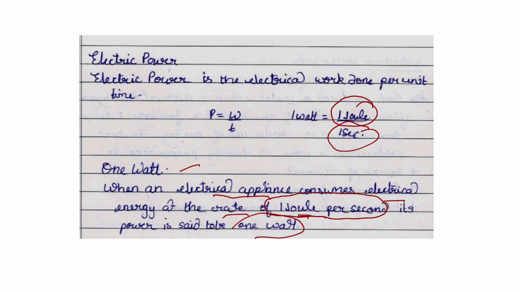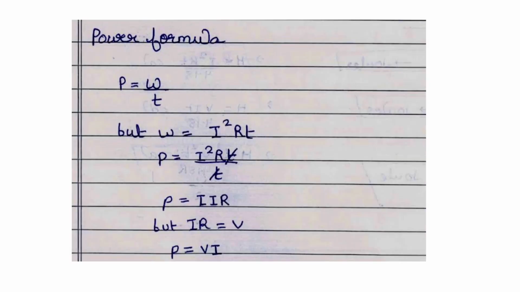So we will use this formula, work upon time. From this we have derived another formula, P equals V into I. I will show you how to derive that. Power equals work upon time, as you can see here. Work equals I square RT. This is actually Joule's law of heating effect. From there we got it.